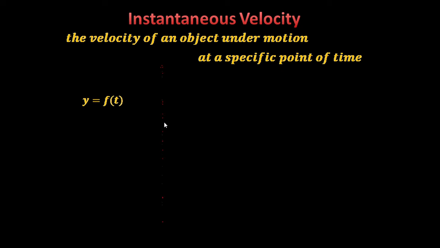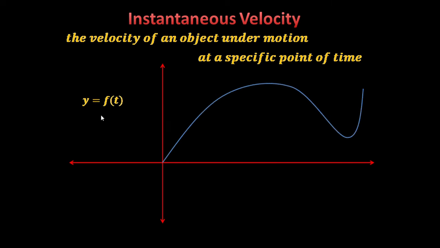The velocity of an object under motion at a specific point of time is the instantaneous velocity. So if we consider a path y equals f of t, where t indicates a particular time, say for 1 second the body will cover f of 1 distance. If we consider y equals f of t as this path, and we have to find the instantaneous velocity of this body at a specific point of time, that is at t equals 1, then how can we determine it?